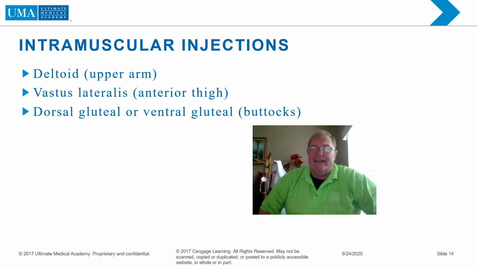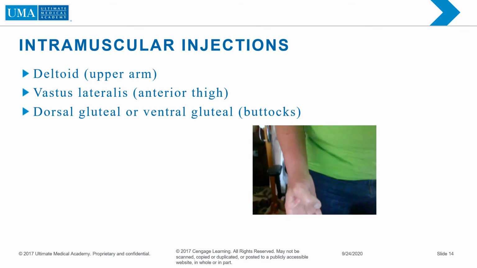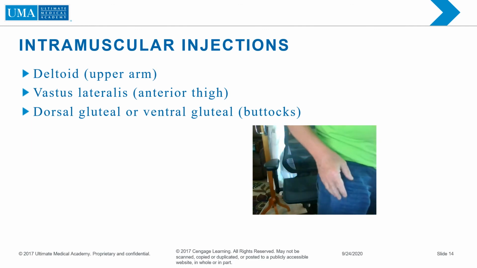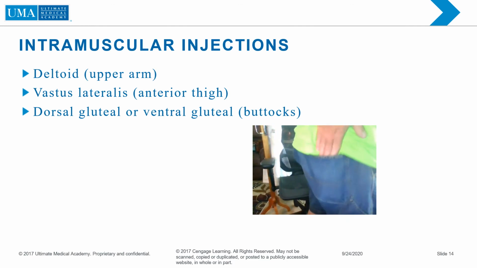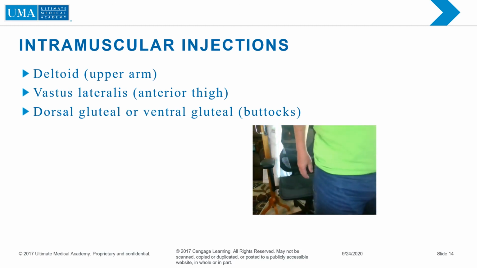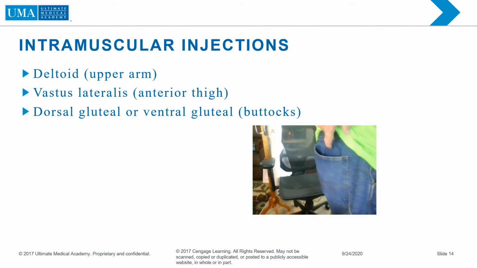Then you have the vastus lateralis, anterior thigh, right? Well, I'm going to have to bend this down a little bit, like so. And I hope you can see the side. It's right here, right? The vastus lateralis, right on the outer part, right there. Okay, it's the outer part. And then you have the dorsogluteal. The dorsogluteal is right there in my back pocket, right in that area there. Okay, and then you have the ventrogluteal, which is a V-shaped area, like this. It's usually the other way around, right in this area here, right about there. Okay, and you inject where the V is at.